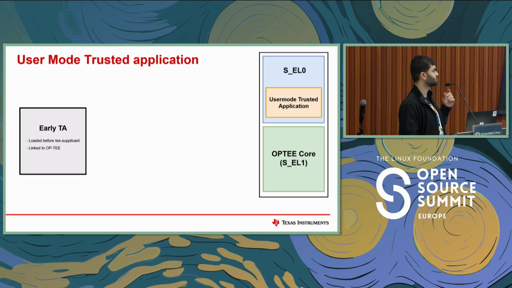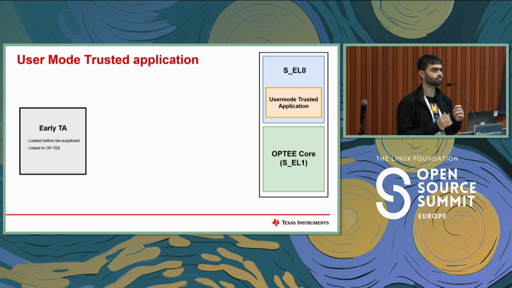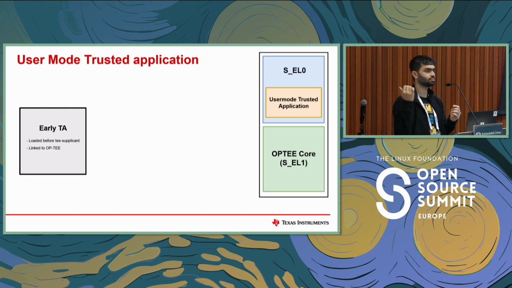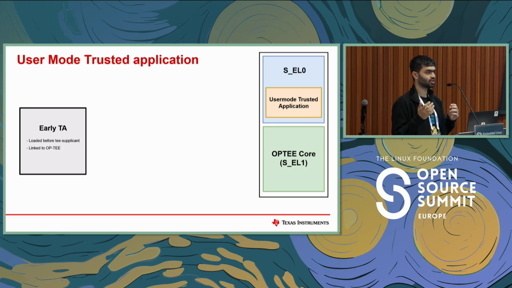So one of them is an early TA. What happens is, as I mentioned, the PTA always exists in the memory because it's part of the kernel module or similar to that. So early TA is basically what you can do when you want something to be loaded faster, but you want it to be loaded before the runtime of Linux. So early TA is basically a user space, user mode TA that's linked to the OPTEE binary itself.